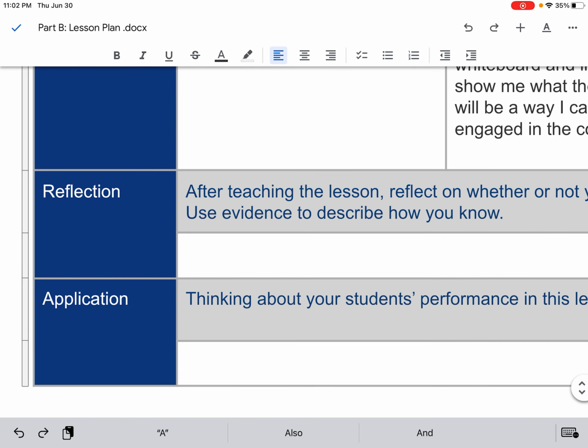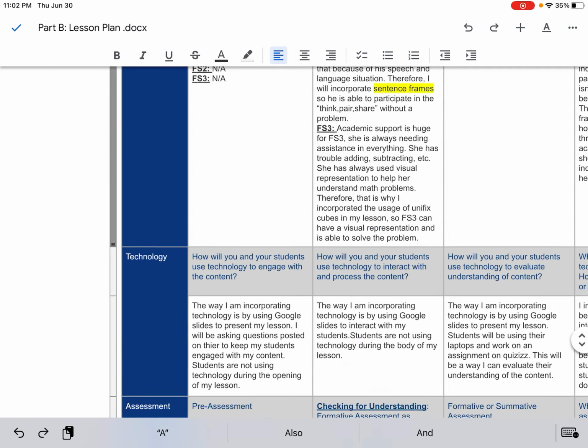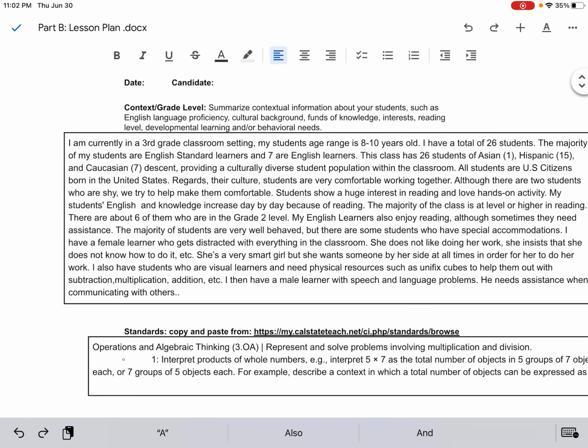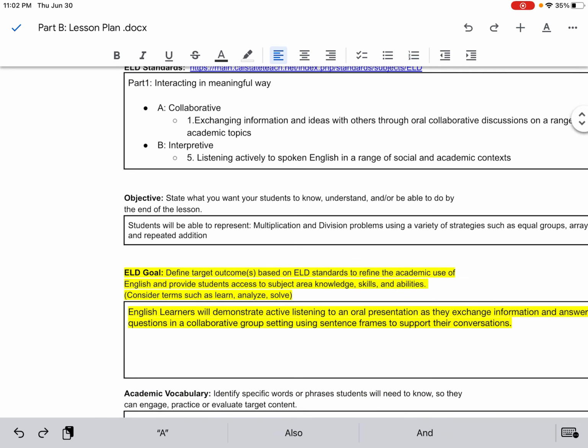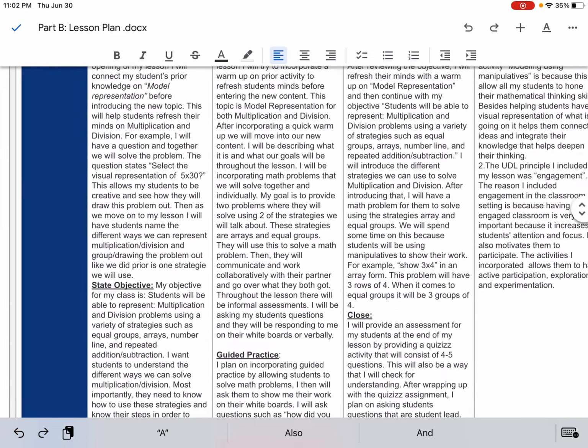And then the reflection and application, that's after we teach our lesson, so that's why I don't have anything on there. And yeah, so that's the end of my part B lesson plan. And again, my lesson plan is different than yours because mine is from Cal State Teach, and maybe most of you are going to just do the regular one, but I'm sure it's the same thing. It's going to ask for the grade level, EOD goal, academic vocabulary, observation, etc.